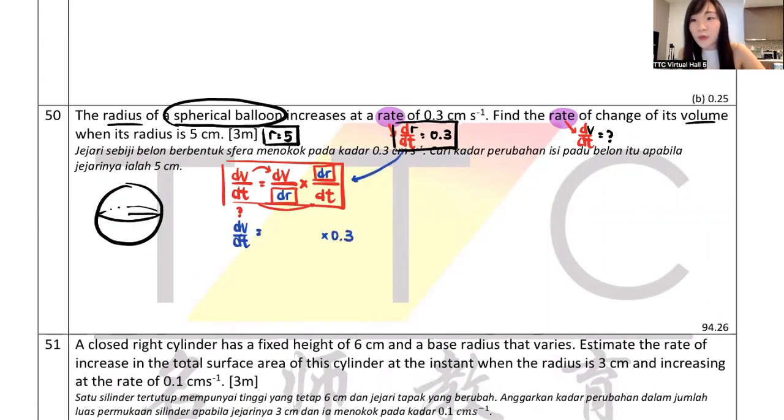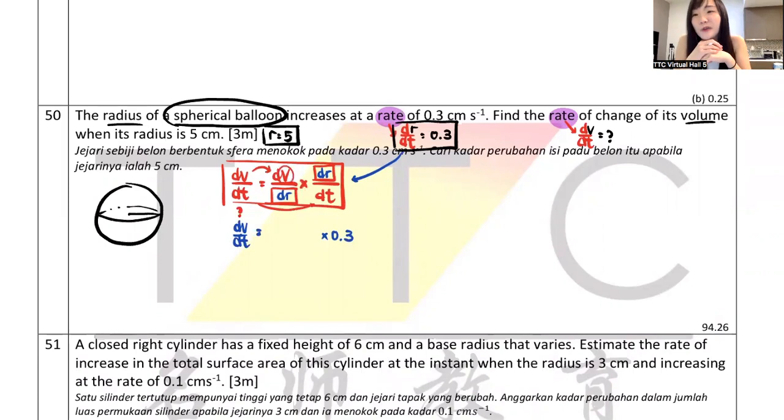In the middle, I need to have dV/dr. But the question doesn't have dV/dr. I need to differentiate it. If I want to differentiate it, I must have the equation, but the equation is not given either. Nothing is given, my dear. So what should you do? You should come up with the equation yourself. How? You listen up. dV/dr means you should differentiate V in terms of R. Then you should have a V equation.